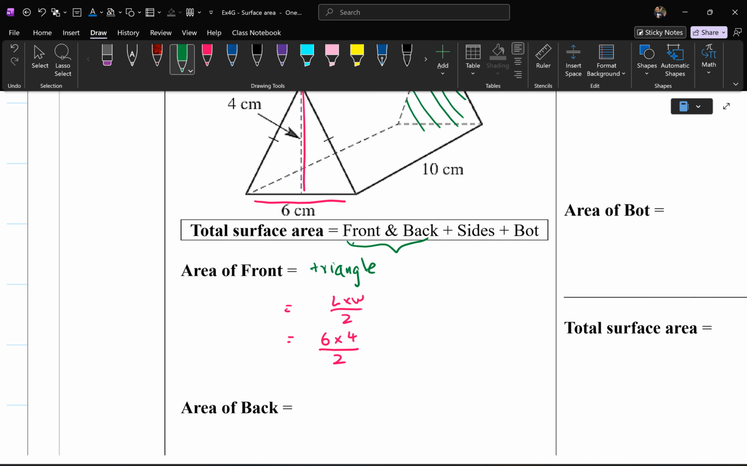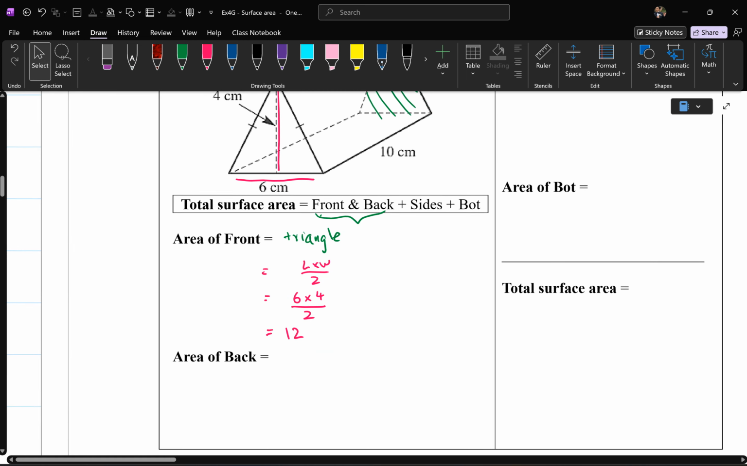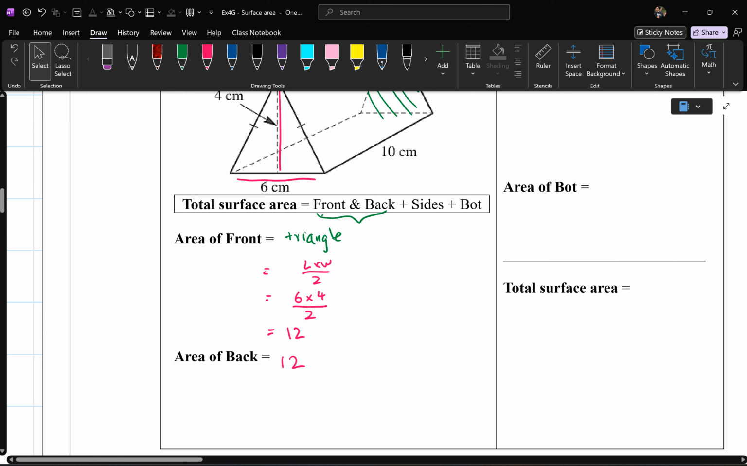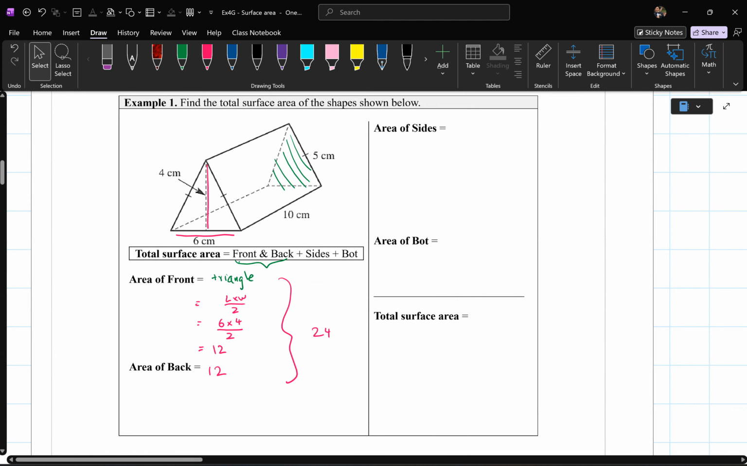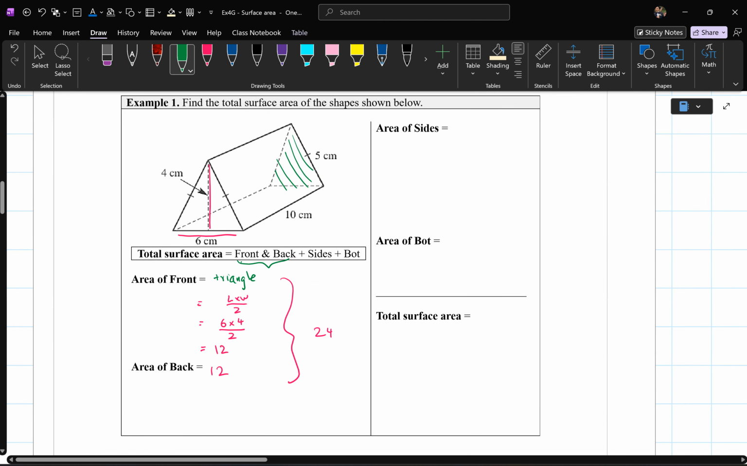All right. Next one. 6 times 4 divided by 2. So let's work that out. 6 times 4, which is 24. 24 divided by 2 is 12. But since you've got the front and you know the back's exactly the same, you don't have to work it out for the back again. We know the answer is 12 and 12. So total so far, you've got 24. Okay, so we just need to work out the front and the back, but since they're both the same triangles, we've got the front and back, which is 12 and 12.